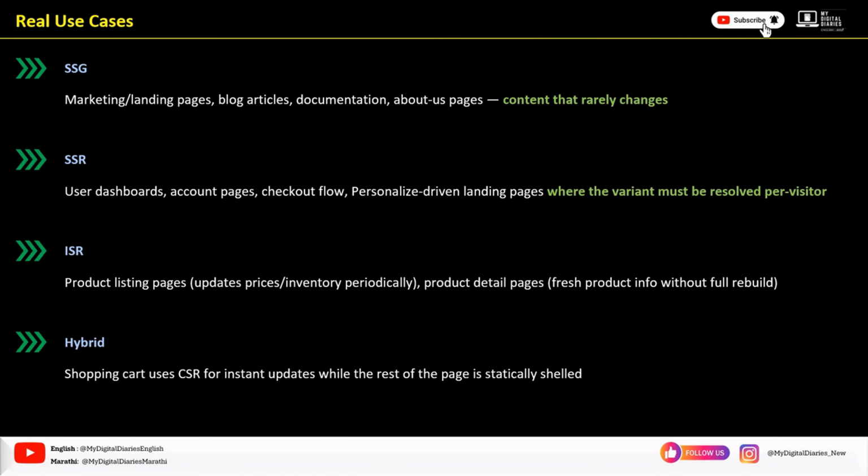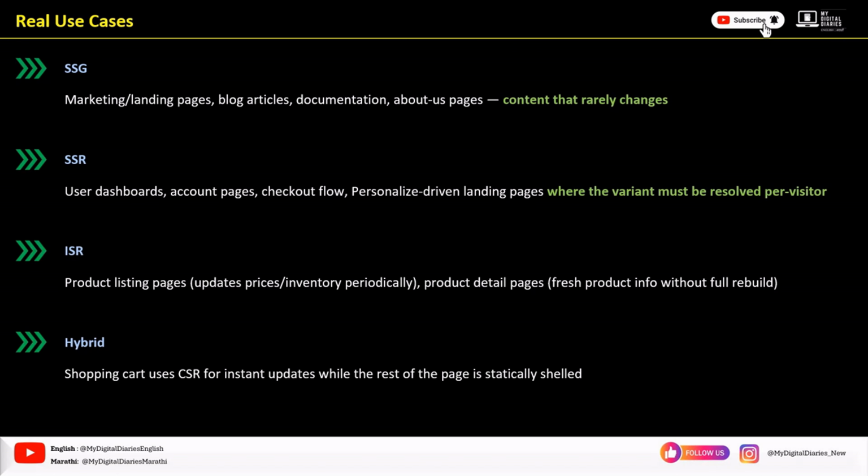And finally, hybrid. Here is a great real-world example, a shopping cart. The cart icon itself uses CSR for instant update the moment you add an item, but the rest of the page is statically shelled, fast, pre-built and cached. So even within a single page, different parts can follow different rules based on what they actually need.